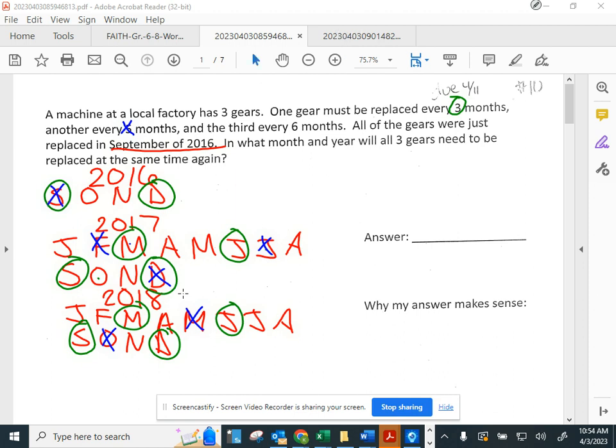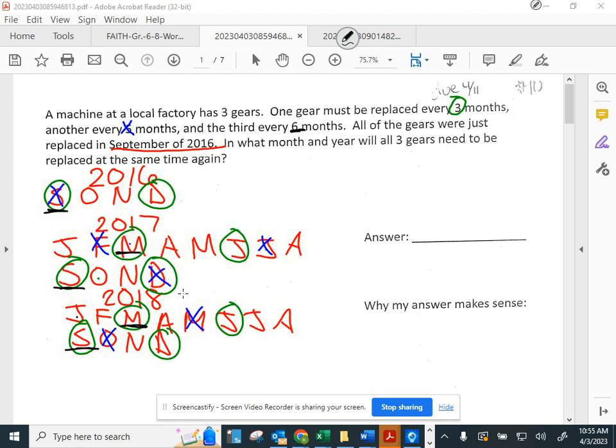And then I have to do every 6 months. So I'm going to underline every skipping by 6. 1, 2, 3, 4, 5, 6, and repeat. Is there anyone that has all 3 of them on it?